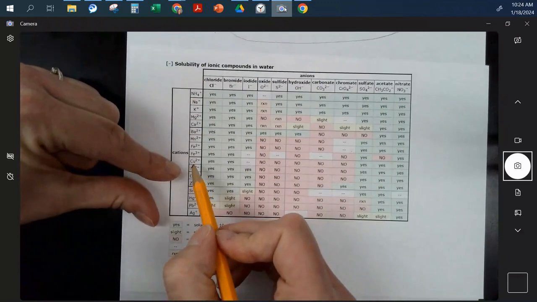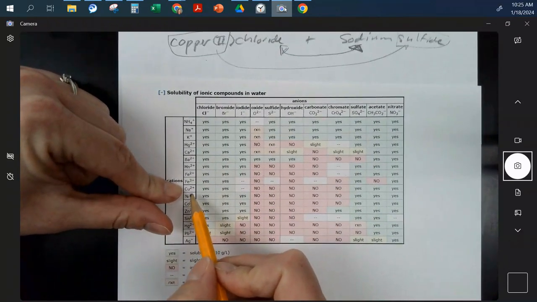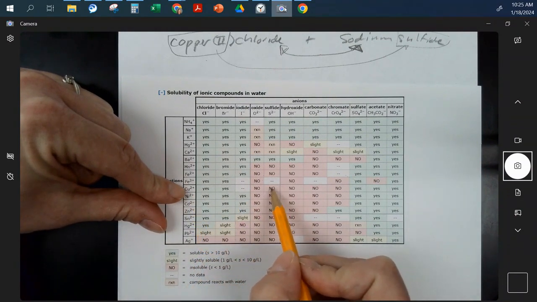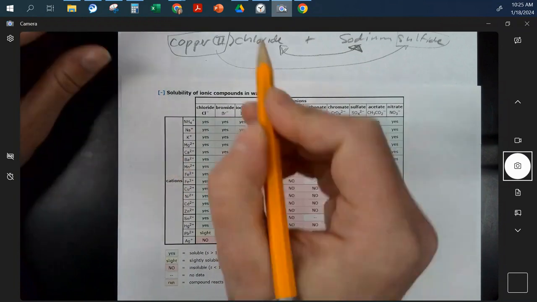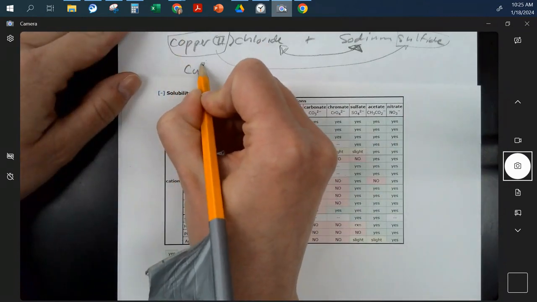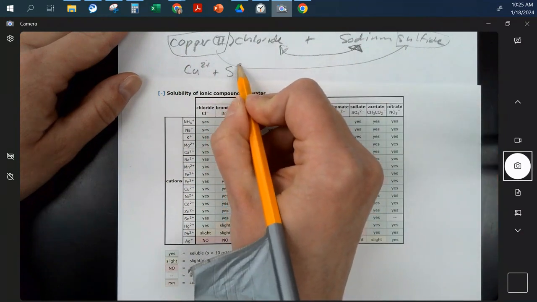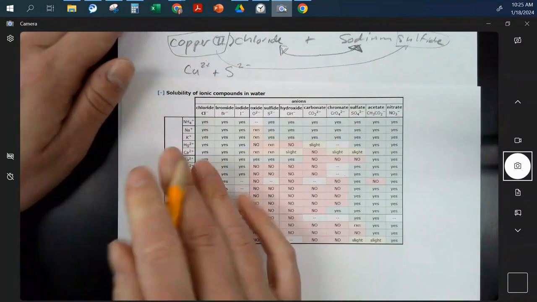All right, so let's do copper 2. Let's see, copper is Cu. Copper 2 and what? Sulfide. Copper 2 and sulfide. No. So that's our first no. So sulfide. So copper 2 plus and sulfide. Okay, so this one's going to form a precipitate.